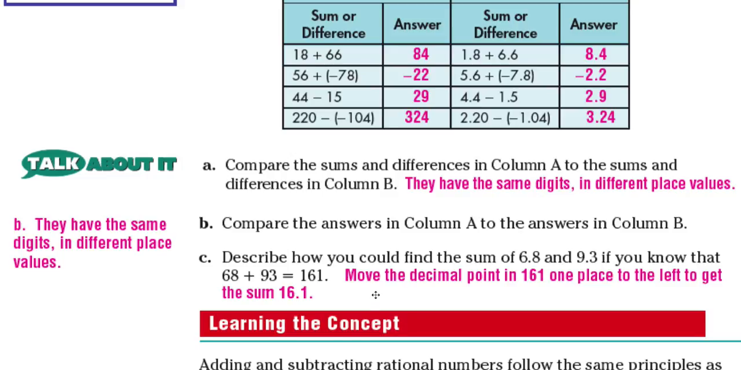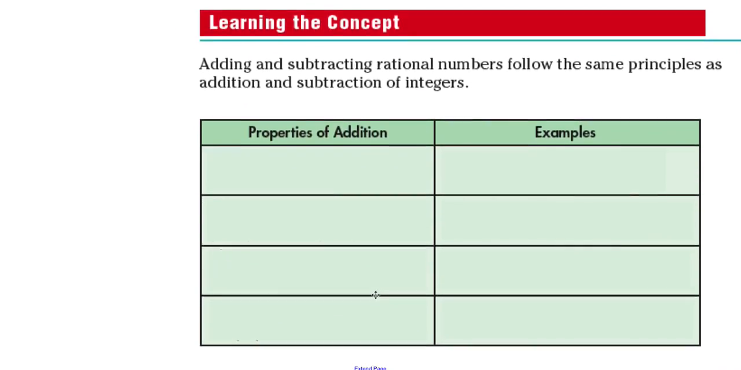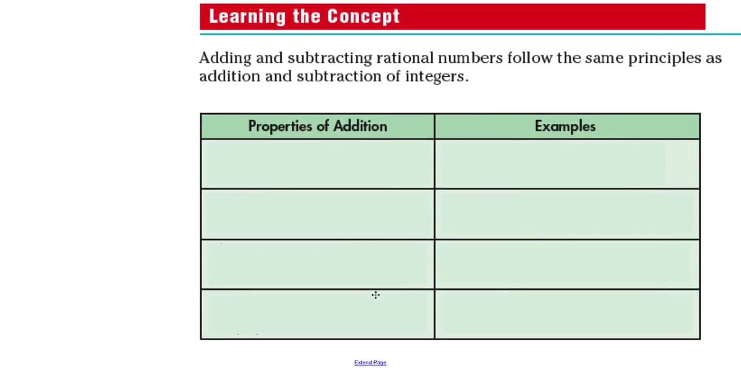Now with this pattern, we can start learning our concept. Adding and subtracting rational numbers follow the same principles as addition and subtraction of integers. The first property that we talked about way back in chapter 1 is the commutative property. For any rational numbers a and b, a plus b is equal to b plus a. Remember, we talked about this as well.